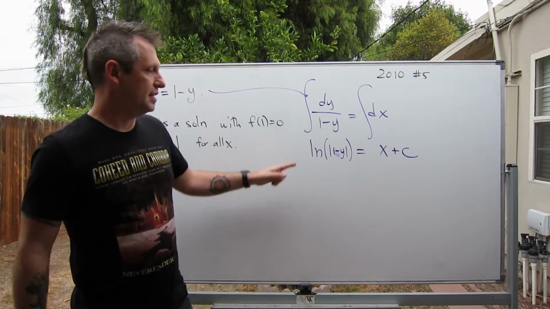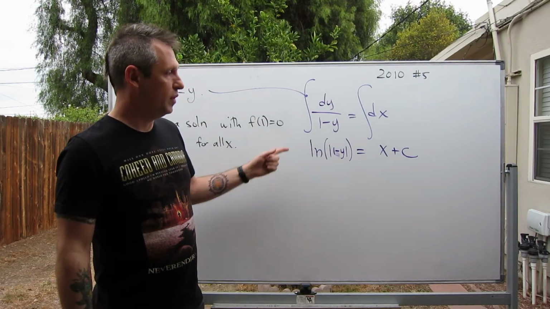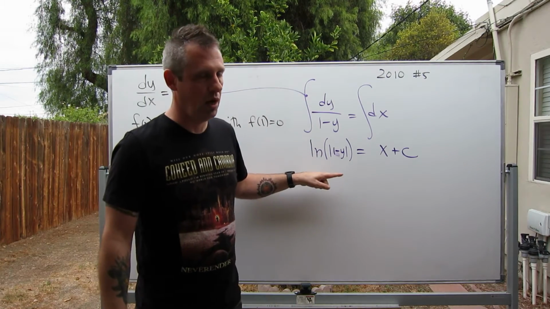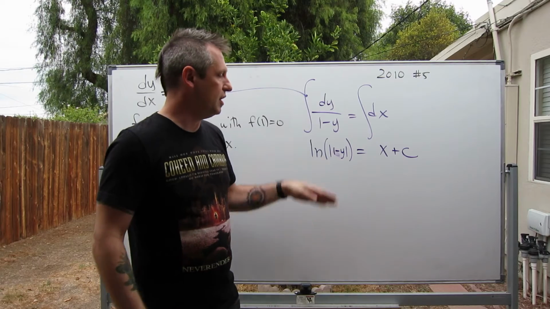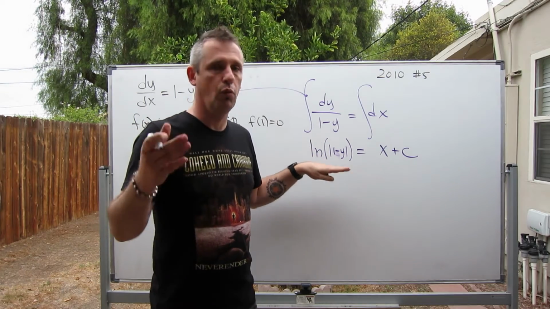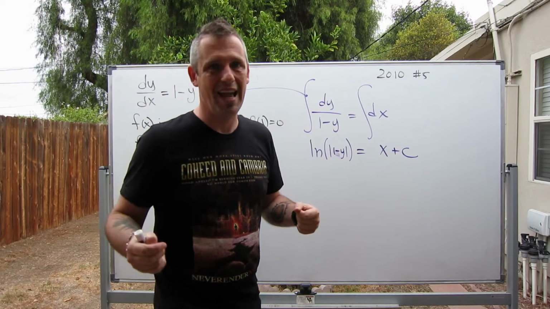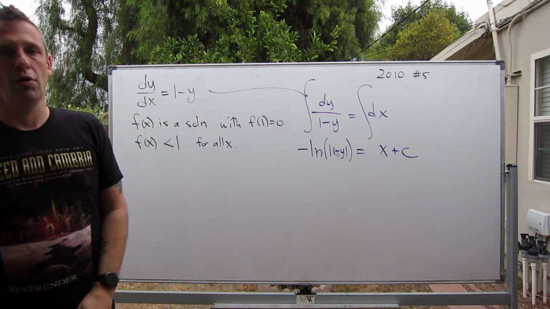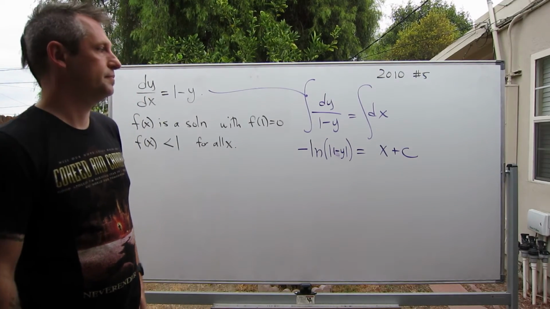However, if I take the derivative of this with respect to y, I would get 1 over 1 minus y times the derivative of 1 minus y, which gives me a negative. So therefore this is not correct. I have to throw a negative in front of this.